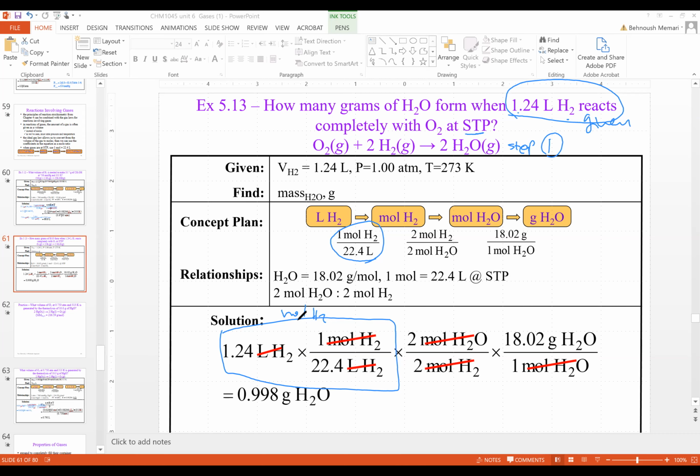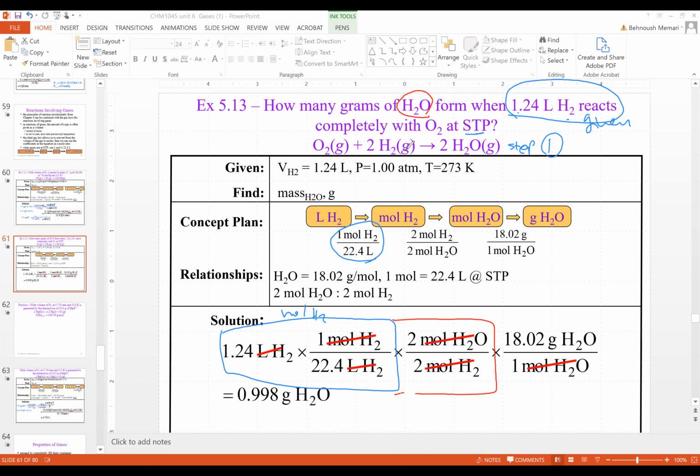So this is your step two, making sure that you have the moles of given. Then you use the balanced equation and you do the next step. You convert the moles of given to moles of looking for. What we are looking for is water.